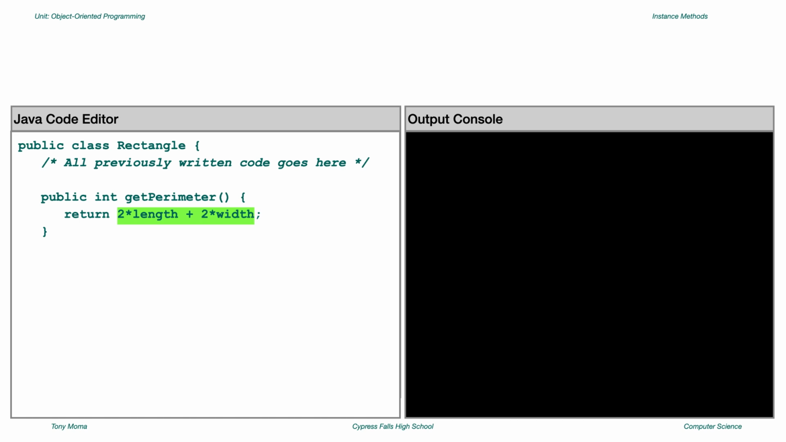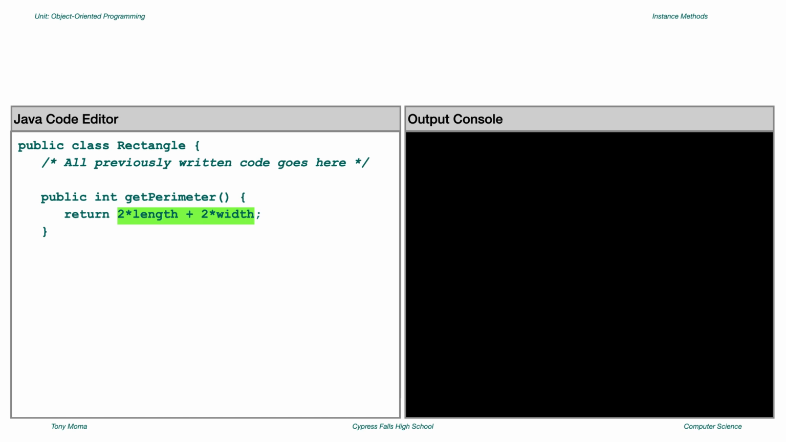Now, if you don't already know the formula for the perimeter of a rectangle off the top of your head, a simple Google search will get it for you. You could simply Google, what is the formula for the perimeter of a rectangle? When you do that, you will see that the formula is simply 2 times the length plus 2 times the width. And that completes the method.